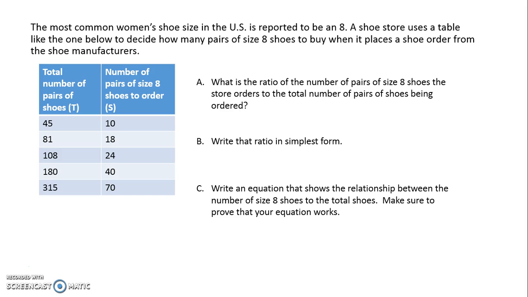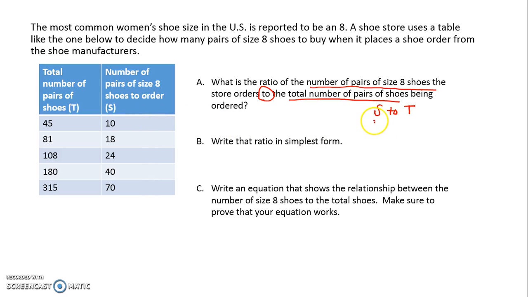All right, so the total number of pairs of shoes, if they need 45, they know they'll buy 10 size 8. If they know they need a total of 315 pairs of shoes, they know they'll purchase 70 size 8. All right. What is the ratio of the number of pairs of size 8 shoes the store orders to the total number of pairs of shoes? Okay, so we need size 8 to the total. I'm just using the letters here. Size 8 to the total.